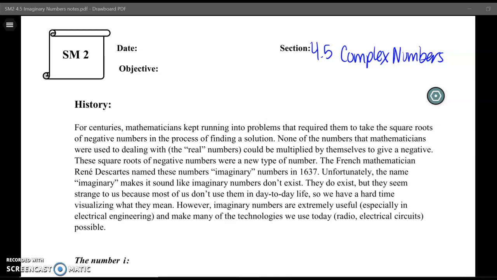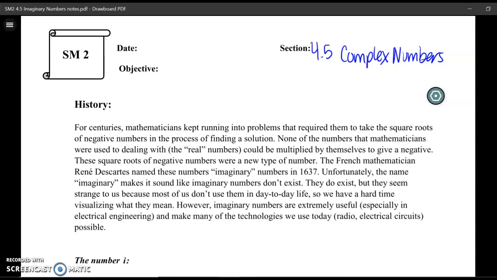Okay, guys, today we're going to be talking a little bit about imaginary and complex numbers. So the first thing I want to talk about is lots of times people hear imaginary numbers and they think, why in the world am I learning about things that don't exist? Okay, so let's talk about a little bit of the history of what an imaginary number is.